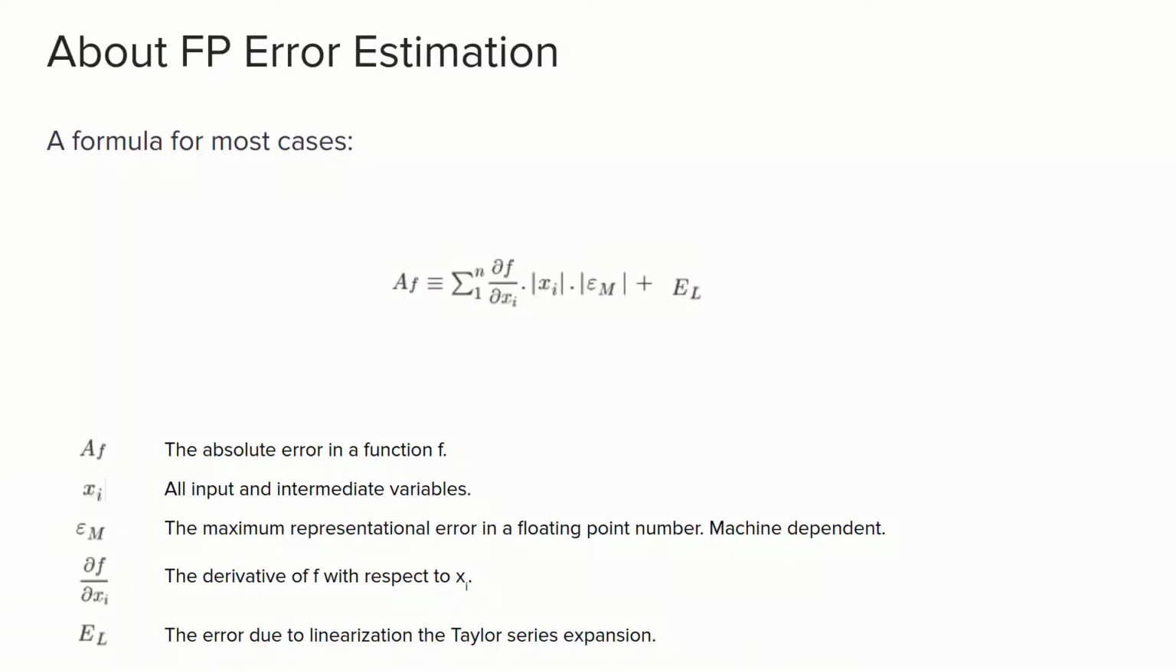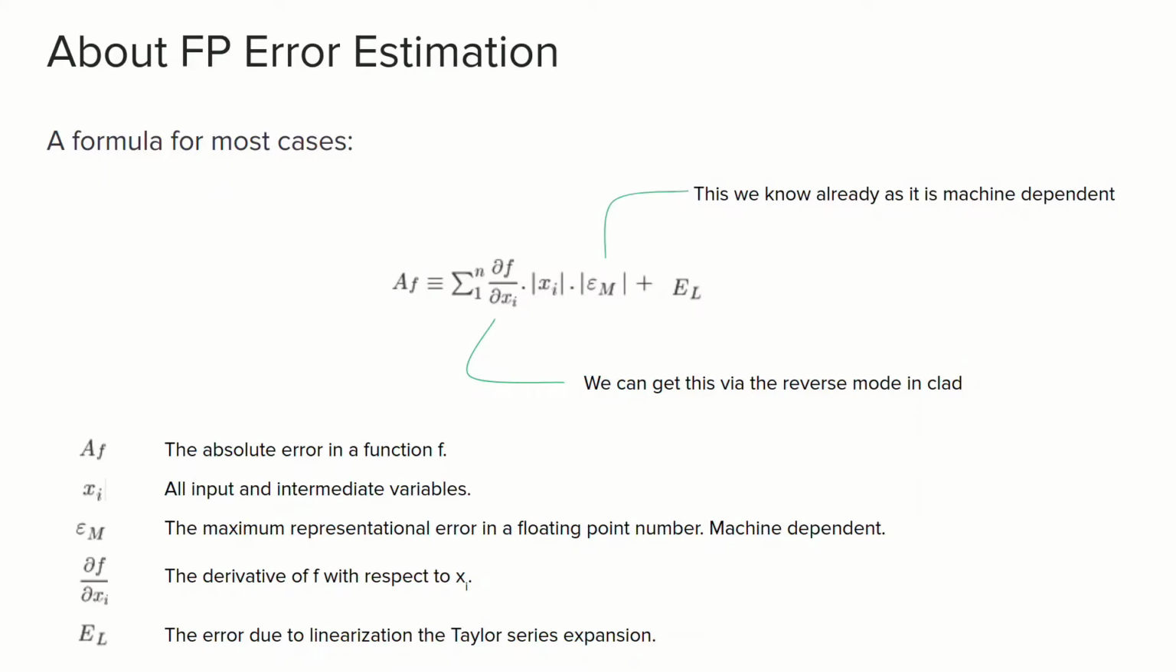So now that we know what all of these terms mean, let's look at where we get them from. The derivative we can get from Clad. As I mentioned before, Clad is another tool that just calculates derivatives. Machine epsilon we already know, since it is machine dependent and changes for different machines. EL, on the other hand, is a bit hard to estimate. However, because we are talking about floating point errors, EL isn't a really big value, so it is okay for us to ignore it.